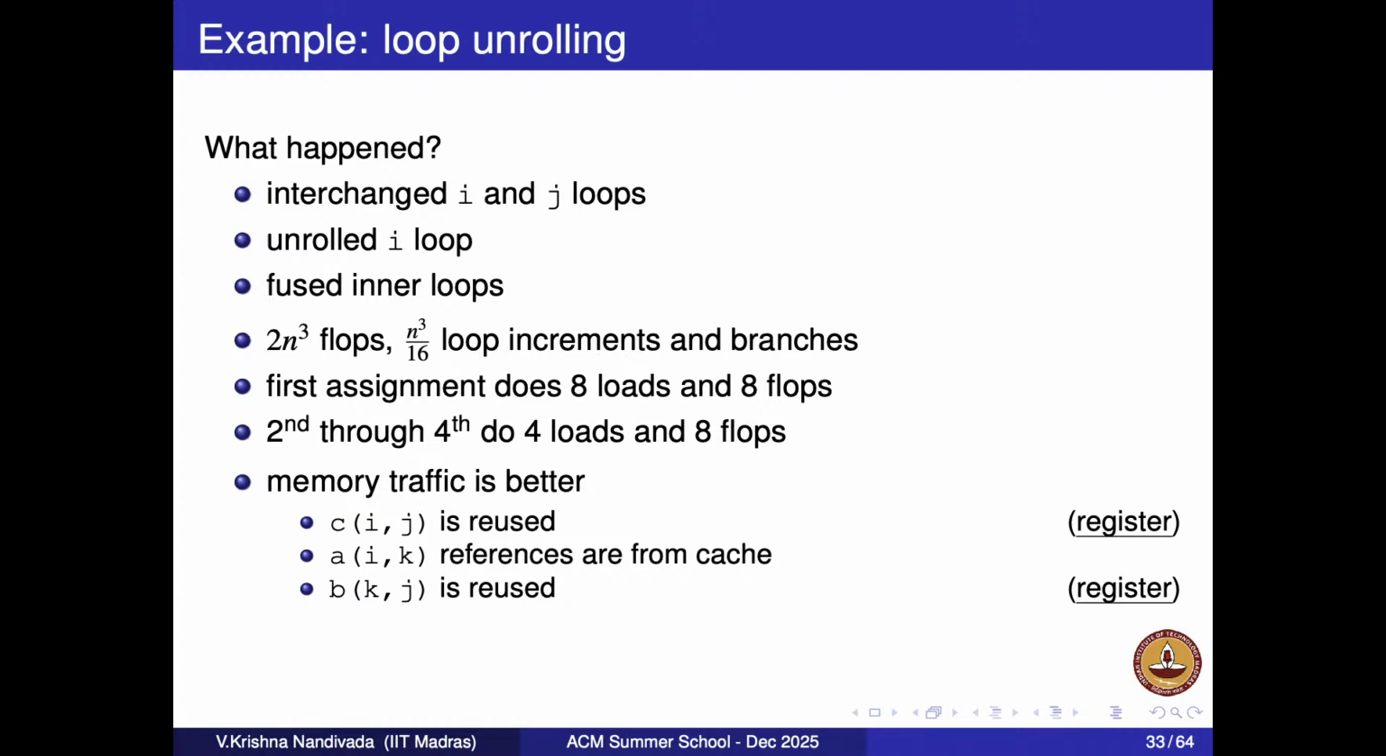Yeah, so the flops haven't changed, increments have reduced. So the Cij traffic, as usual, I am reusing. Aik are from cache, Bkj is reused. Right? The best part, this is done automatically.